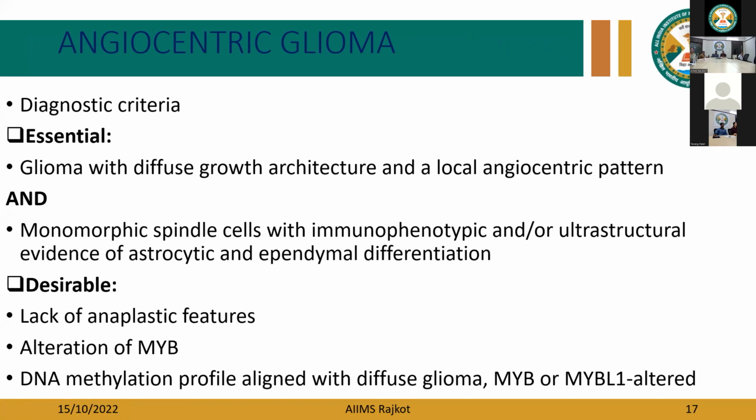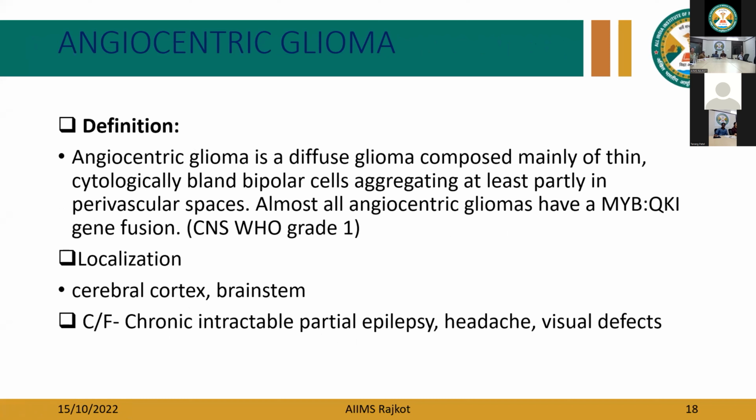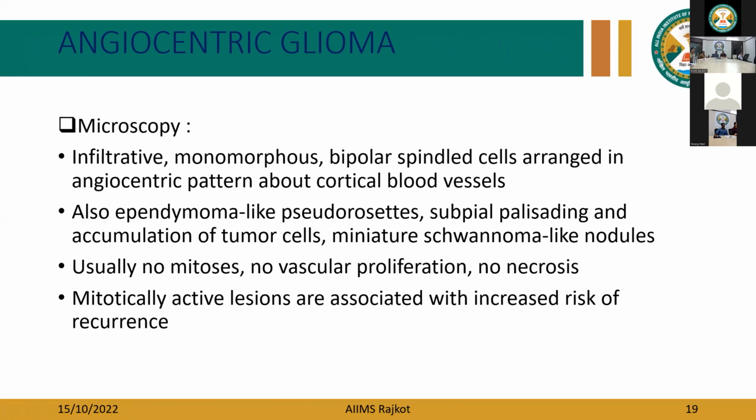Now the next tumor, angiocentric glioma. Essential criteria are a diffuse growth with local angiocentric pattern and monomorphic spindle cells with astrocytic and ependymal differentiation. Desirable criteria are leptomeningeal involvement, MYB alteration, and MYB or MYBL1 alteration on methylation. Common location is cerebral with clinical presentation of chronic intractable partial epilepsy. On microscopy, we can see monomorphous bipolar spindle cells arranged in a typical angiocentric pattern. So the tumor cells are arranged around cortical blood vessels. Sometimes ependymoma-like pseudorosettes may be seen. There are no signs of high-grade tumor like mitosis, microvascular proliferation or necrosis.